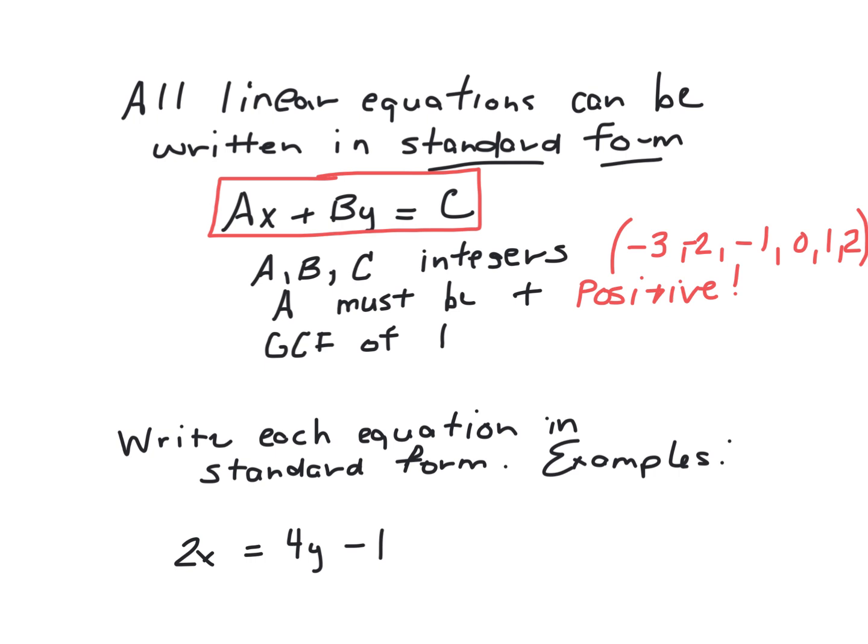And then they all must have a greatest common factor of 1, which means if you've got something like 3x plus 6y is equal to 9, technically this would not be in standard form because the numbers 3, 6, and 9 all have a greatest common factor of 3. So what I would do is I would divide everything by 3, and I would have x plus 2y is equal to 3. And that would be standard form. The a value would be 1, the b value would be 2, and the c value would be 3.